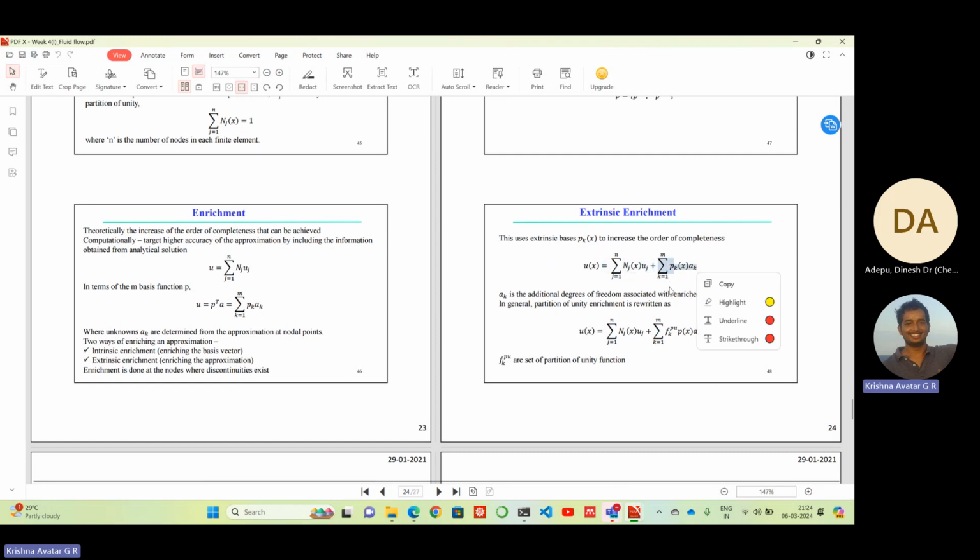So you see here, we are using some enriching functions. So far we were dealing up to here, but we actually do use some additional enriching functions to increase the order of completeness, and a_k is the additional degrees of freedom associated with the enriched solution, because then we have increased the number of variables. Before, it was only based on our nodes, but now we have included more.